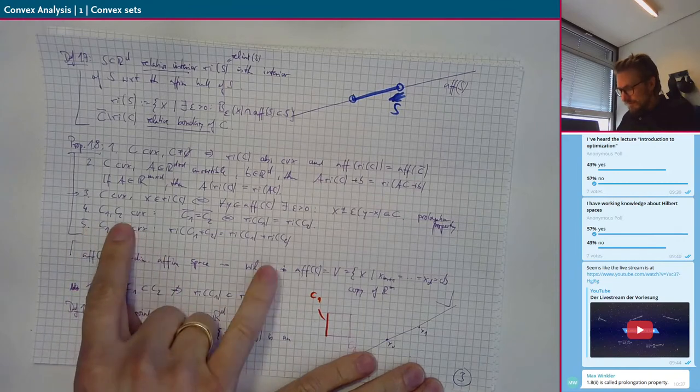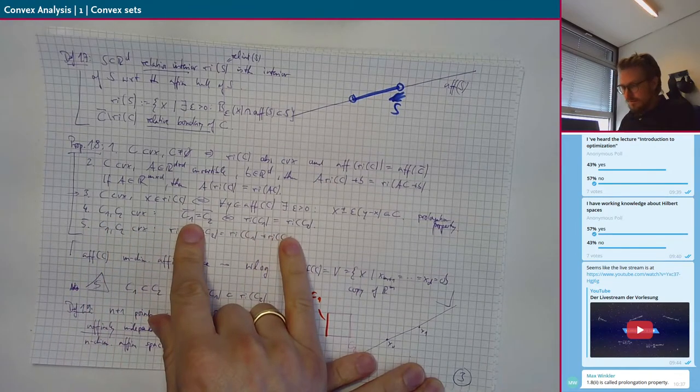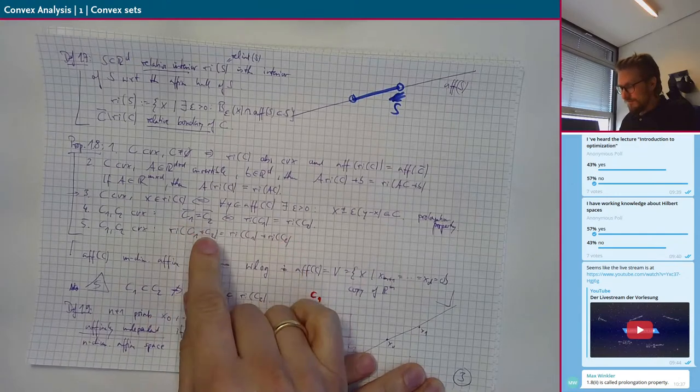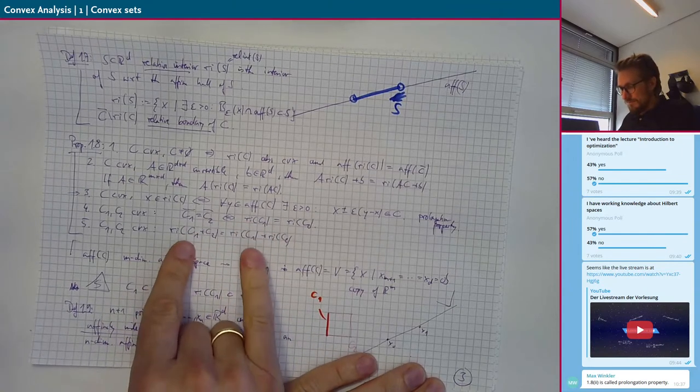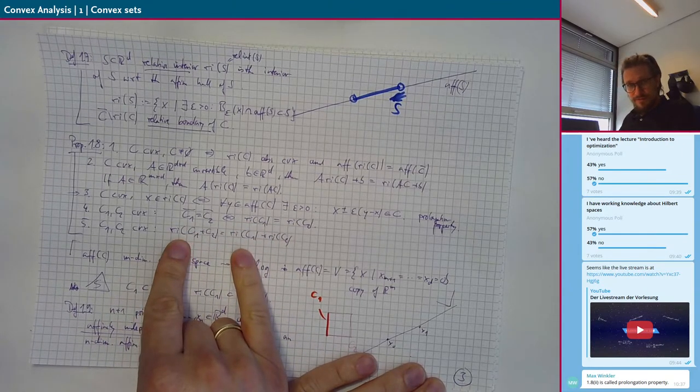So this fourth point is another instance saying that the relative interior is the right notion for convexity, because the closure is the same if and only if the relative interior is the same, and the relative interior also distributes over Minkowski addition.